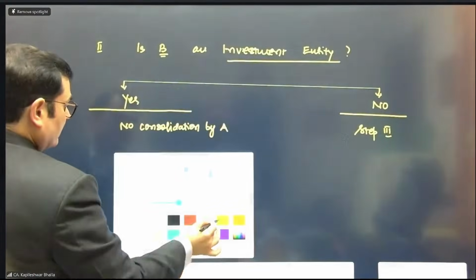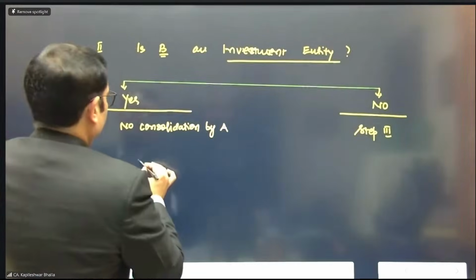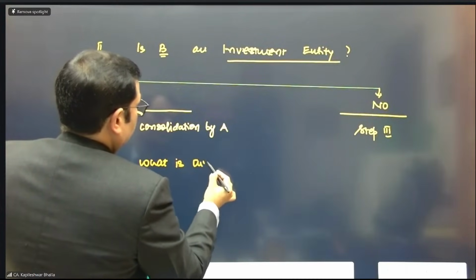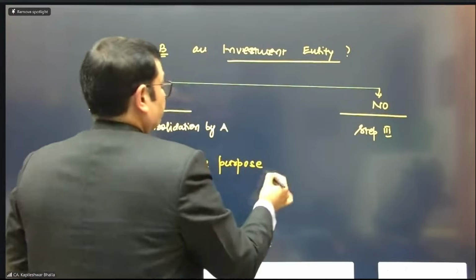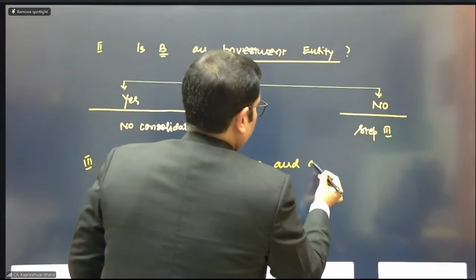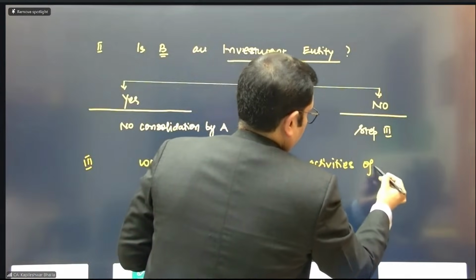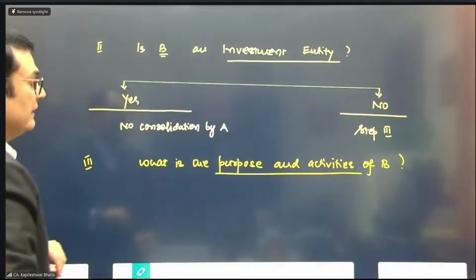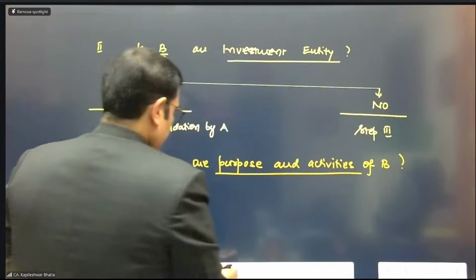In step number 3, now you need to see the purpose. What is the purpose and activities of B? So is the purpose and activities of B similar to A or not?